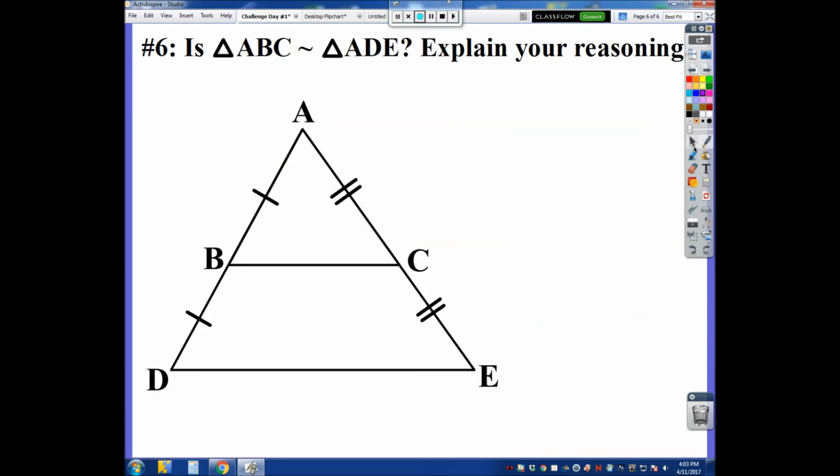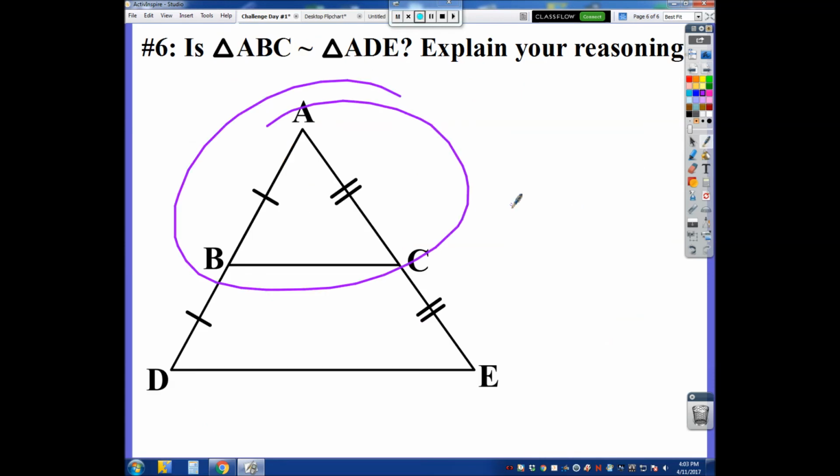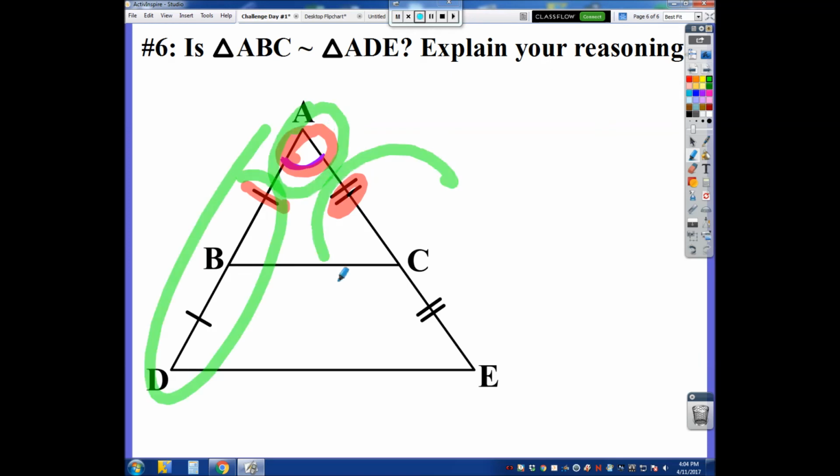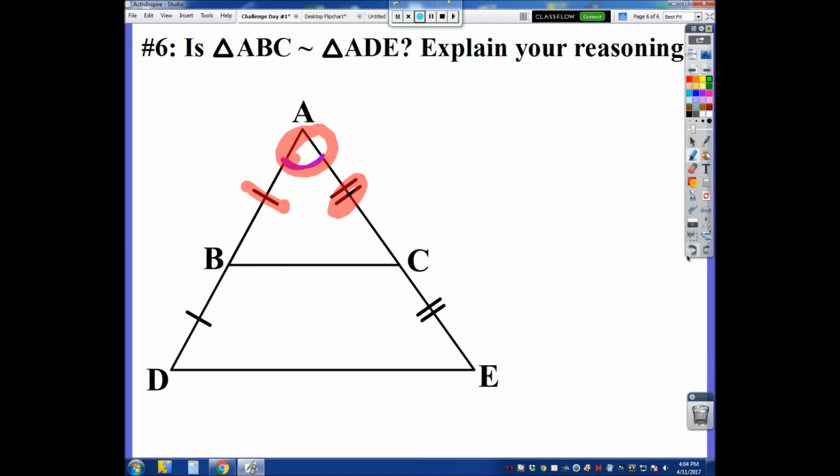The last problem. It says, is triangle ABC, this smaller triangle, similar to triangle ADE, which is the great big triangle? And explain your reasoning. Well, both of these triangles use angle A perfectly, so it's a reflexive angle. And then if you look at everything else, it kind of makes us feel like they want us to go side angle side, right? But the issue is we don't know those side lengths. They just put congruent markings on there. So how do I do this problem if I don't really know how long these sides are?